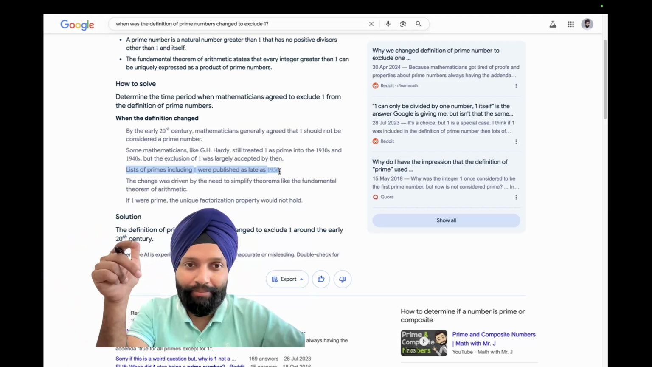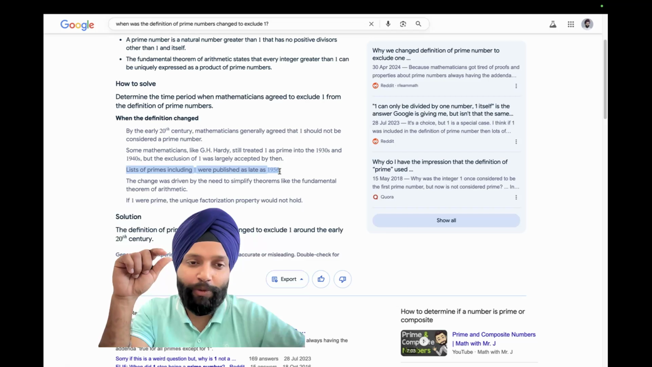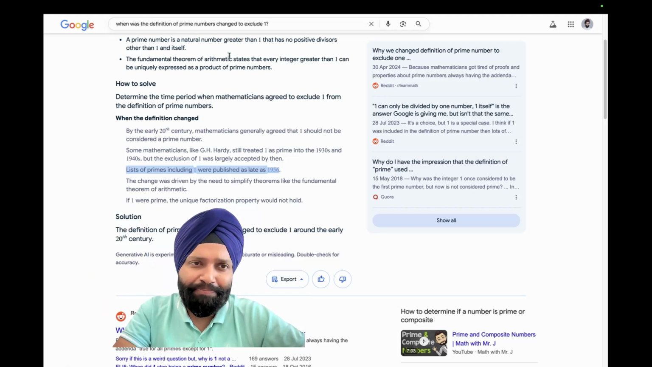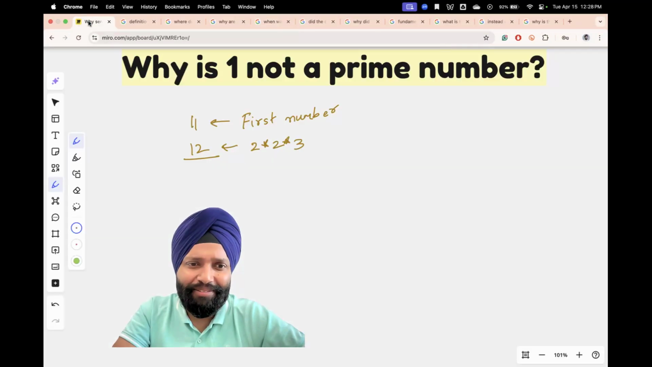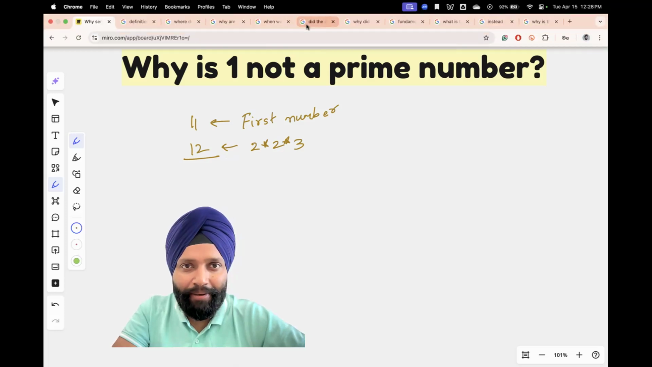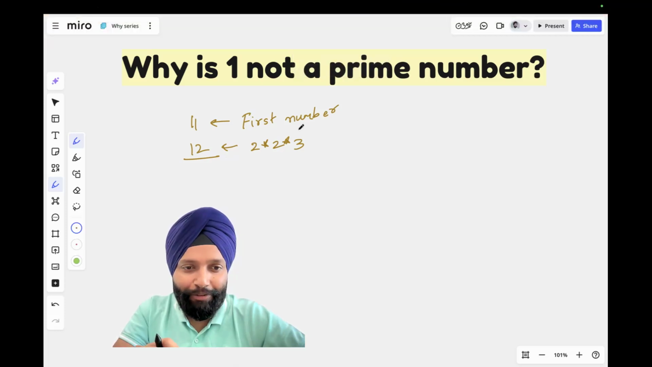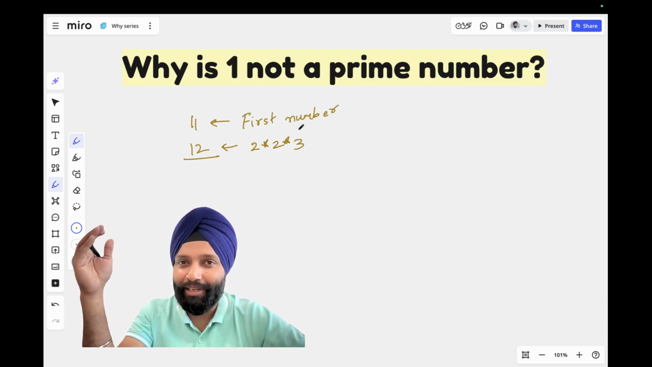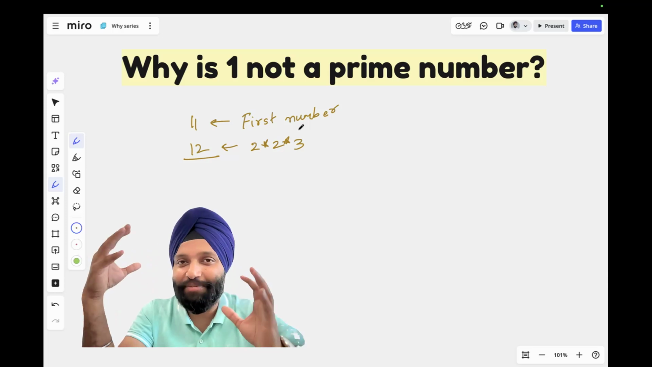And this definition, or one was excluded from being considered prime in the early 20th century. But why was one excluded? If you look at the exclusion of one, do you remember something happening to some other thing in some other domain also? Something was considered something. It is a very abstract way of asking you.